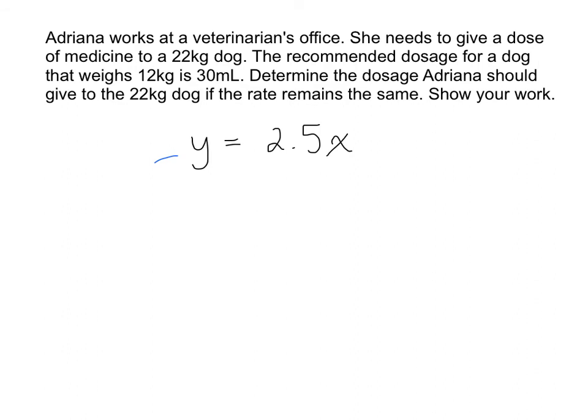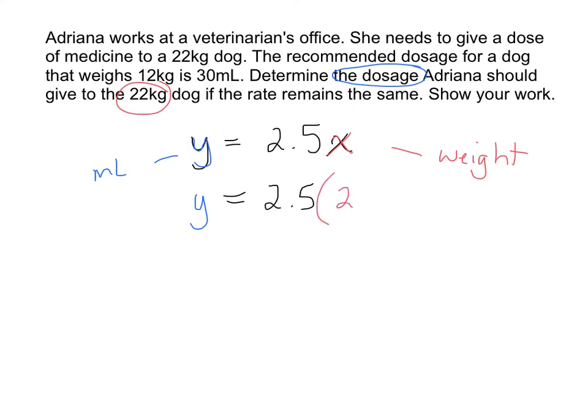Well, let's use this equation to answer the question. Remember, y represents the amount of medicine needed in milliliters, and x represents the weight of the dog. Which variable can you replace? Do you know the amount of milliliters, or do you know the weight of the dog? Think about what your unknown is, and think about what you know. Well, what we don't know is how many milliliters, because we're trying to find the dosage. What we do know is the weight of the dog. The dog weighs 22 kilograms, so I'm going to replace x with the number 22. Therefore, y is equal to 2.5 multiplied by 22, since x represents the weight.